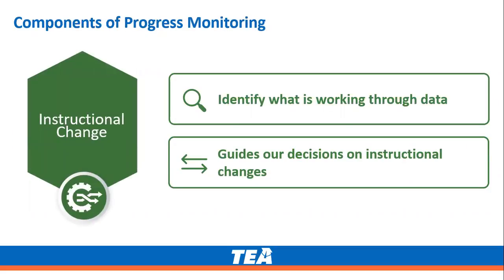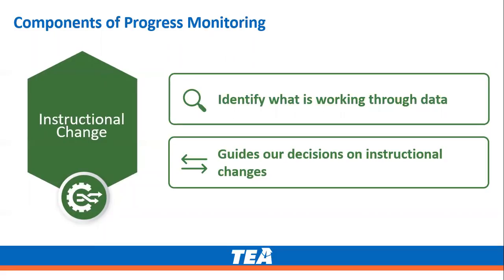The third area is instructional change. So first we measured the efficacy of instruction, then we measured progress, and now we will want to identify what is working or not working to help the student succeed through data. This data guides our decisions on instructional changes.